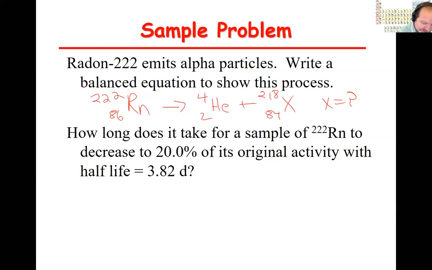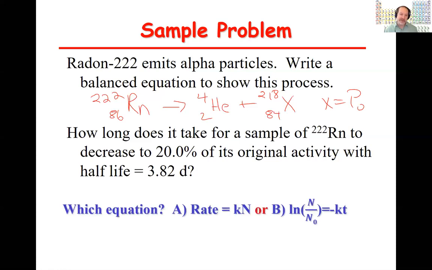That was Marie Curie's element that she discovered, 84, and that's where we should know this one, because that is the dividing line between the stable and unstable elements. How long does it take for this radon-222 to decay to 20% of its original activity with a half-life of 3.82 days? The question I have for you is, which equation are we going to use to figure this out? Pause, and you should really try to think about this and figure it out.